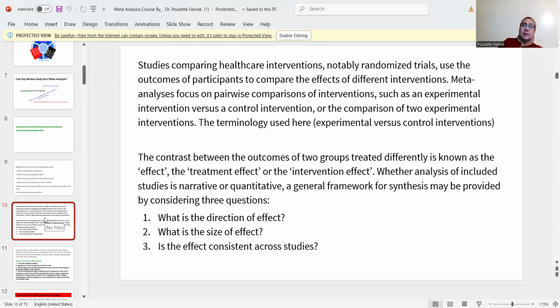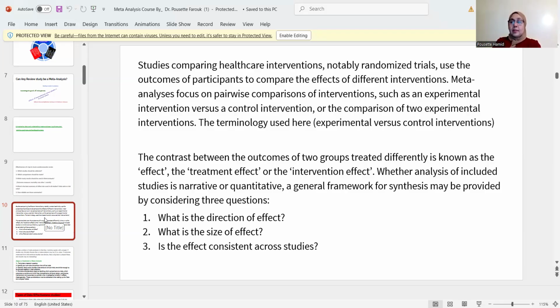Whether the analysis of included studies is narrative or quantitative, narrative in a traditional review form or a descriptive qualitative in a systematic review form or a quantitative in a meta-analysis form, a general framework for the synthesis may be provided by considering 3 questions. What is the direction of effect? And what is the size of effect? Is this effect consistent across studies? By effect, I mean the contrast between the outcome of the 2 arms.